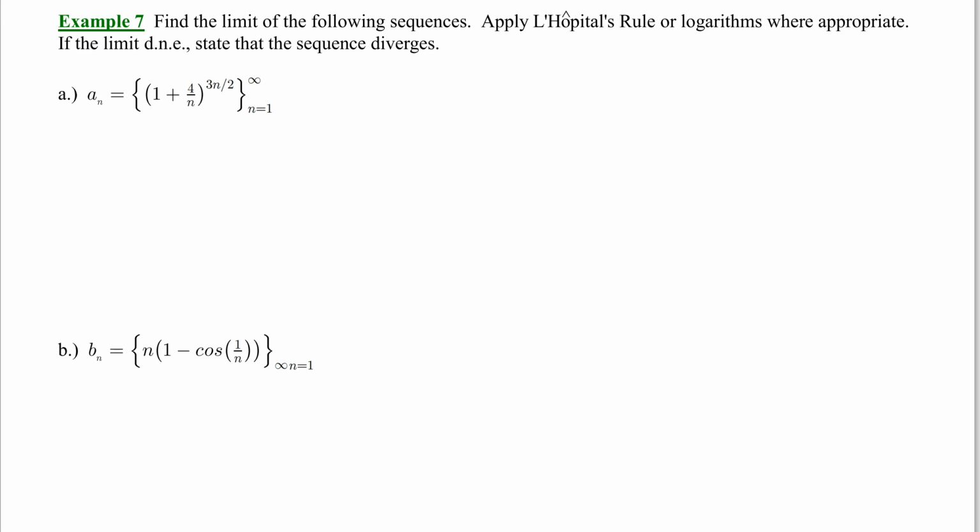So on example A, we have the sequence a sub n equal to 1 plus 4 over n raised to the 3n over 2 from n equals 1 to infinity. And our goal is to find the limit as n approaches infinity of our sequence 1 plus 4 over n to the 3n over 2. We have learned that when we have a variable base and a variable exponent, we will need to make use of logarithms to separate the exponent from the base. And it is convenient to have an equation in order to legally introduce this new function. So I'm going to set this limit equal to L and then take the natural log of both sides.